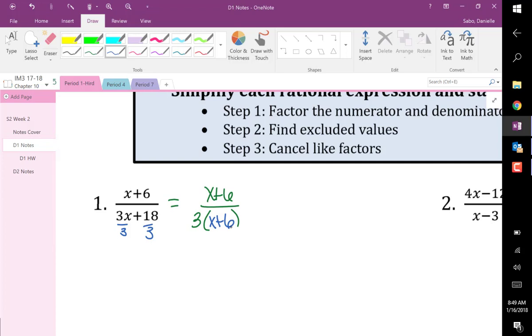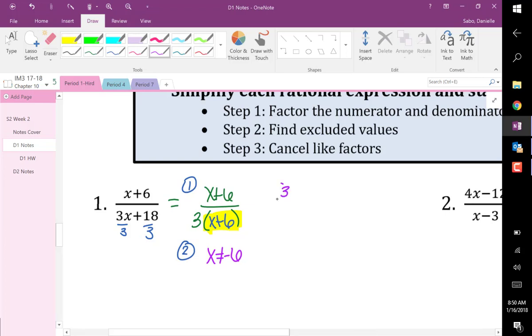Before I do anything, let's find our excluded values, because that was step 1. Step 2 is to find your excluded values, which makes the bottom equal to 0, which someone told me was -6. What do you do with the 3? The 3, there's no x attached to it, so we're okay. You're only looking at the things that are with the x, so good question.